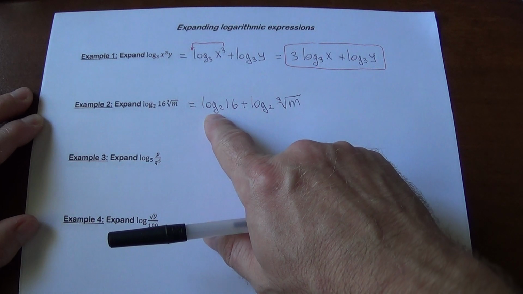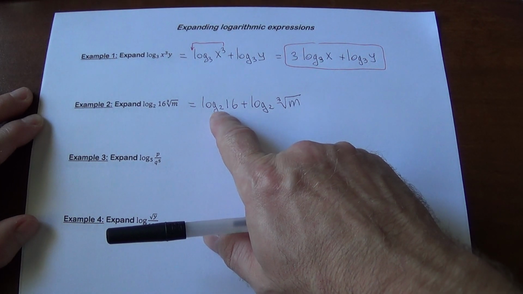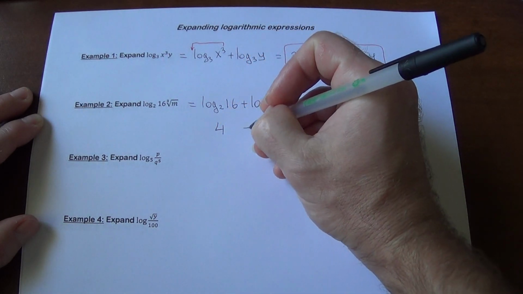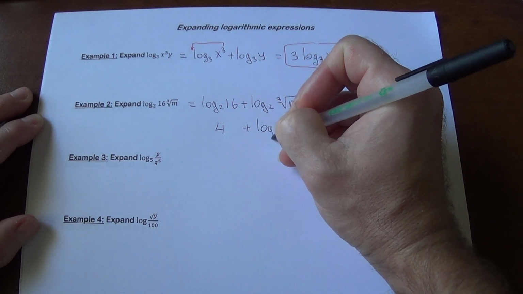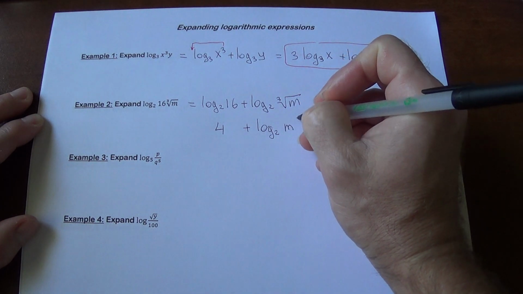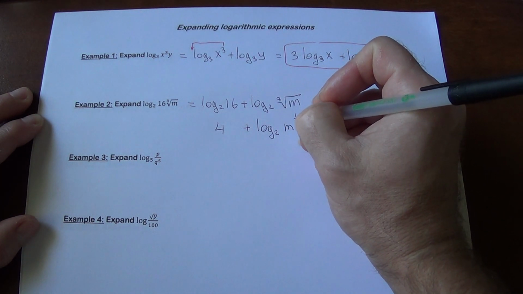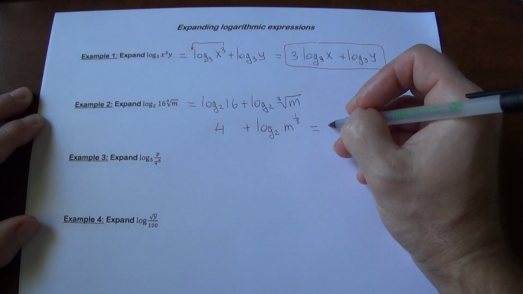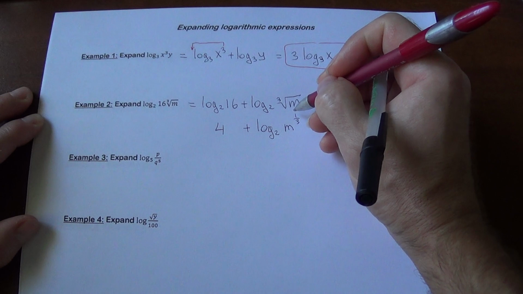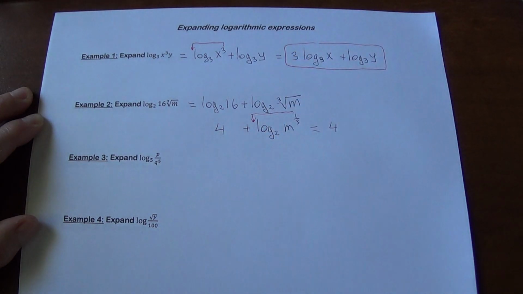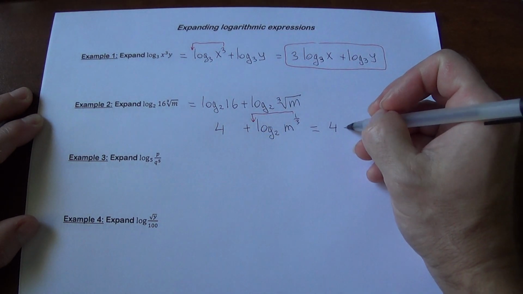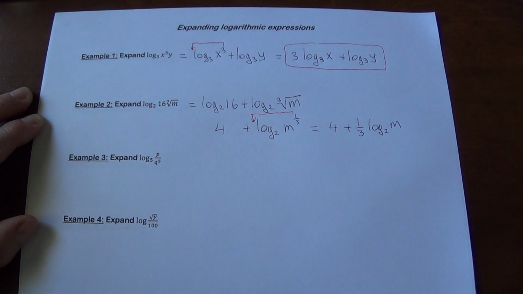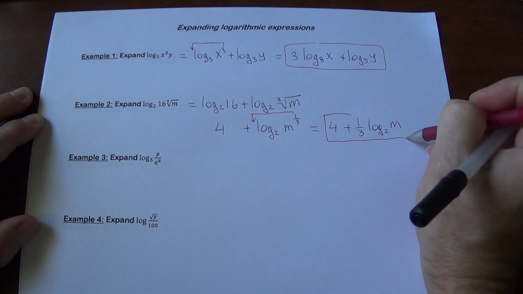But this logarithm here is actually going to equal 4, because 2 to the 4th power is 16. So this is 4 plus log base 2 of the cube root of m. Cube root of m is the same as m to the power 1/3. So then we're going to get 4, and this 1/3 is going to be brought in front because it's an exponent. 4 plus 1/3 times log base 2 of m. And we are done with this problem.